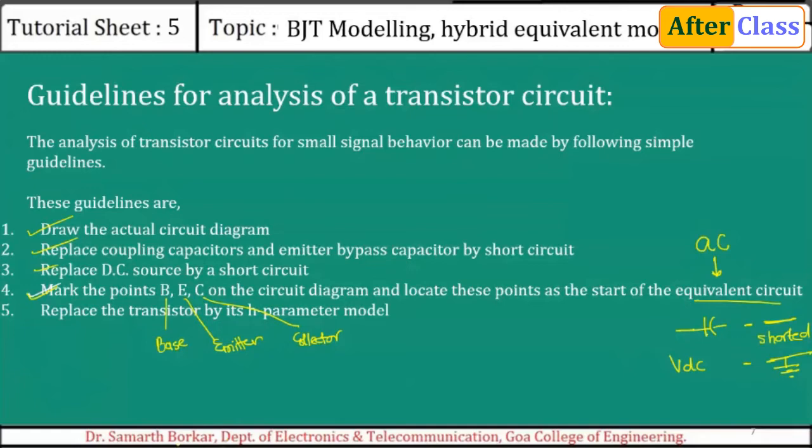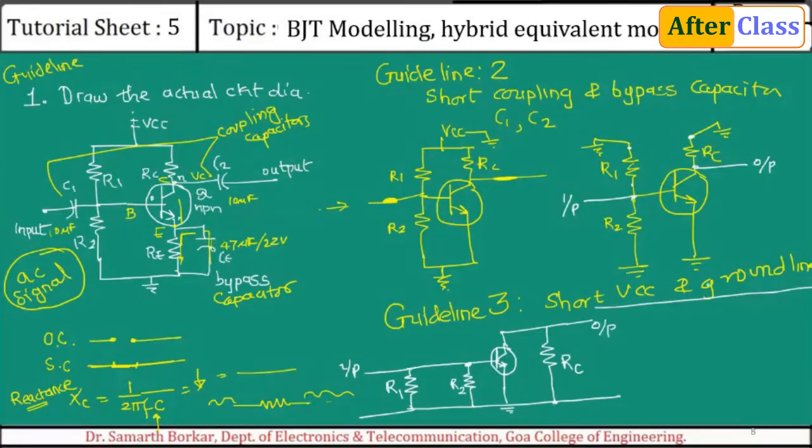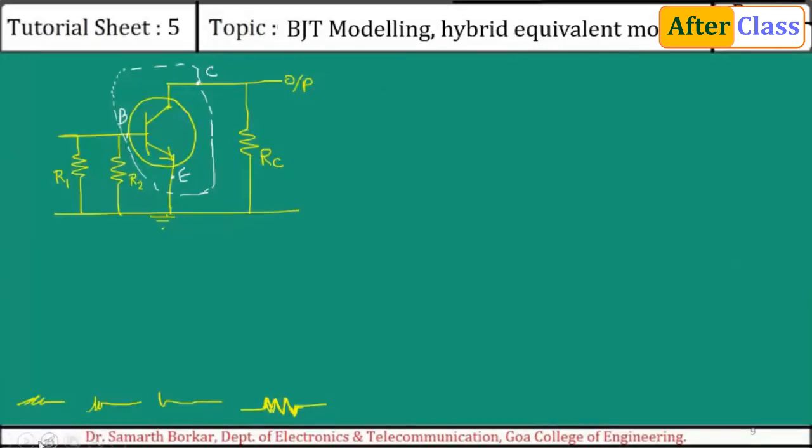Okay. So let us start with the fourth point. Find the three terminals. So this is guideline 4 written here. No, guideline 3 is short VCC and ground. This is guideline 4. What is the fourth guideline? It says mark the point. I just write a short form B, C, and E. This is what we have done. Okay.